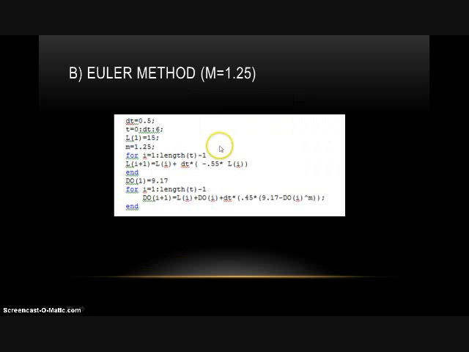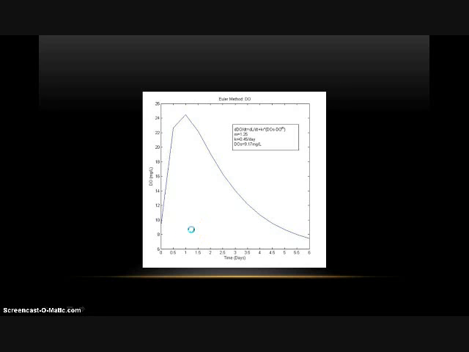Alright, so now we move on to the second version of the Euler method, where M equals 1.25. Here we have the same script as the first one, except M equals 1.25 instead, like I said. So in the graph, we can see that there is a significant difference by simply changing the value for M. There's a steep increase through the first half day, and then it decreases after day 1.